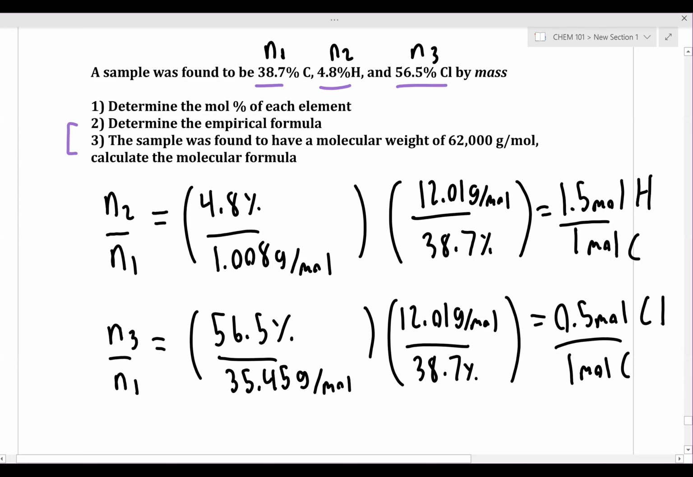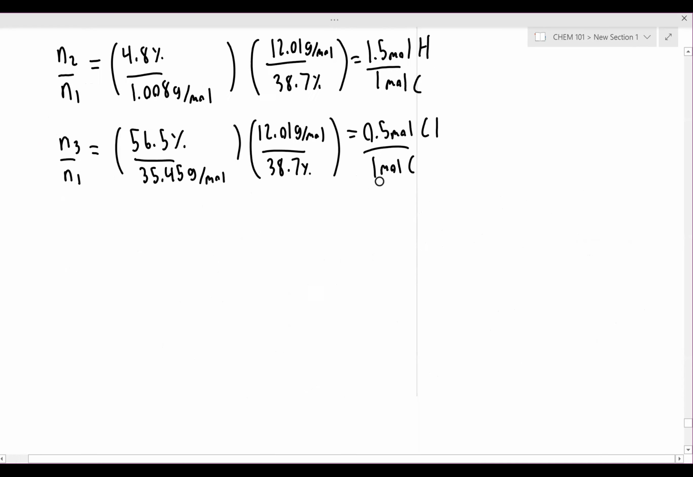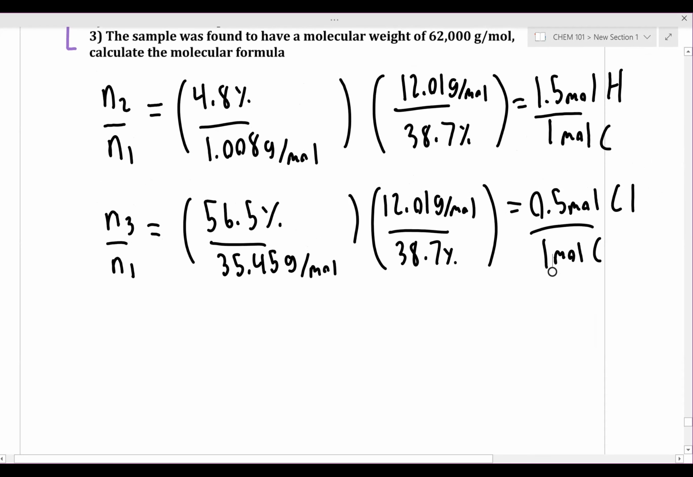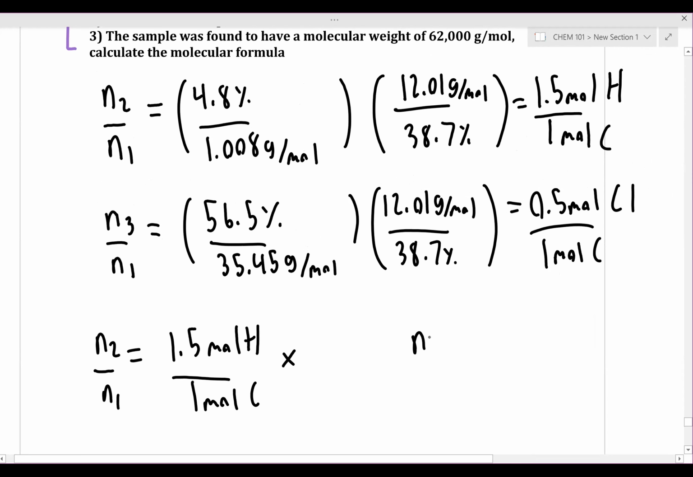Okay. Now we're ready to do something interesting. So let's zoom out and refocus for a moment. So we know that N2 over N1 is equal to 1.5 moles of hydrogen per 1 mole of carbon. Now, we also know that N3 over N1 is equal to 0.5 moles of chlorine per 1 mole of carbon.